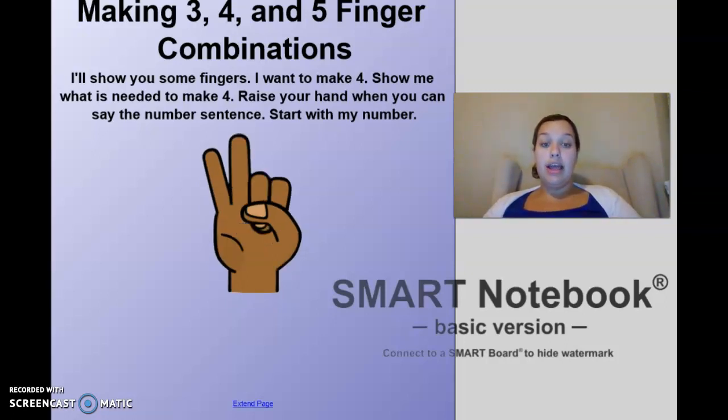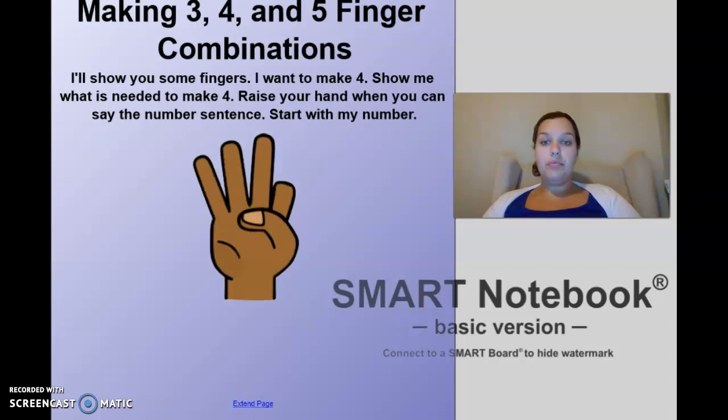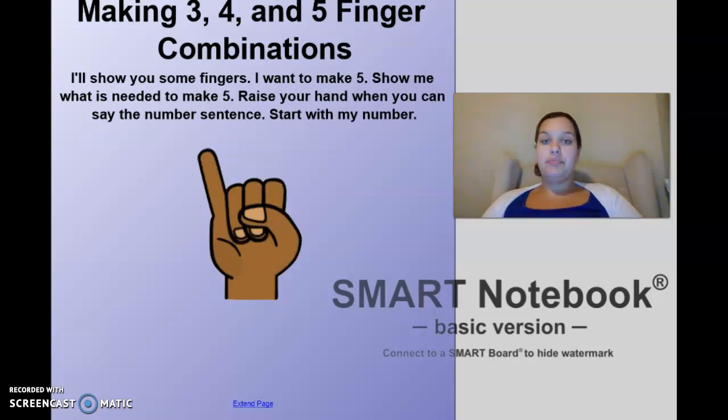I'd like to make 4 again, but this time I have 2 fingers up. So 2, 3, 4. 2 and 2 make 4, nice. I want to make 4 again. This time I have 3. So 3, 4. 3 and 1 make 4. Good job. Now we're going to make 5.